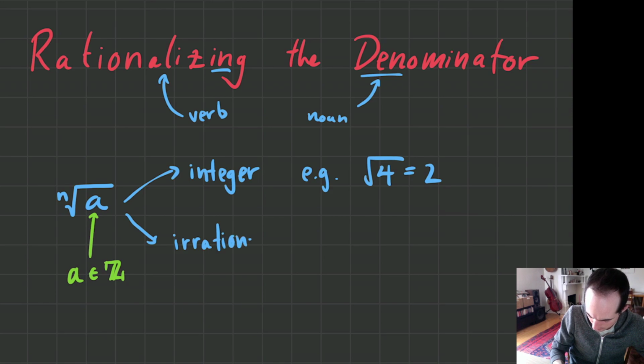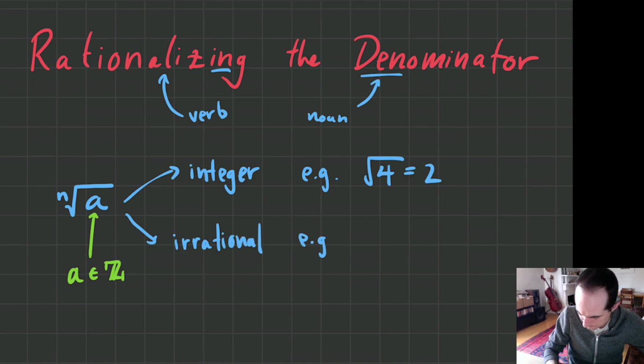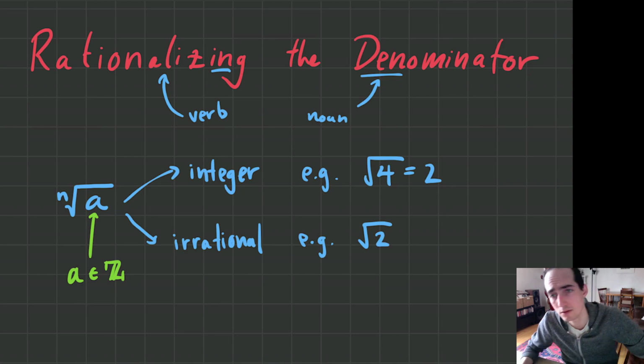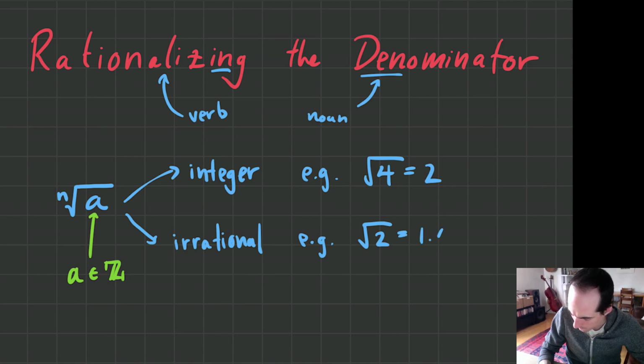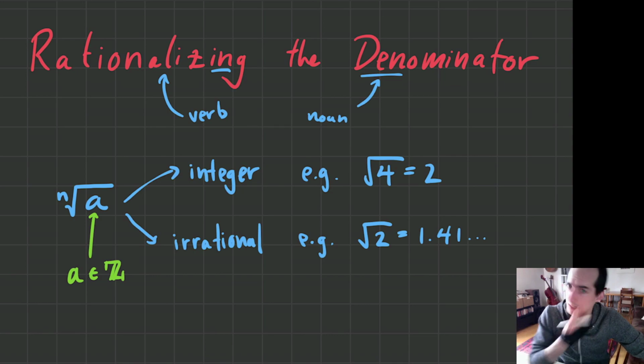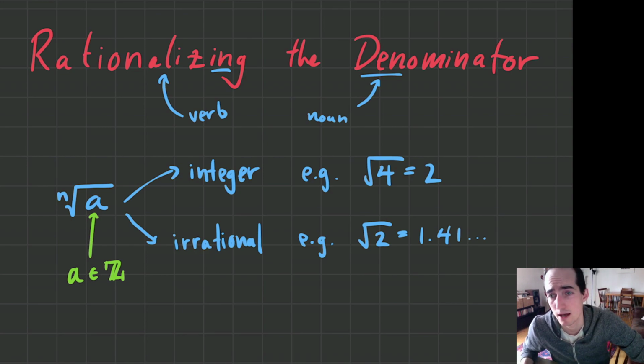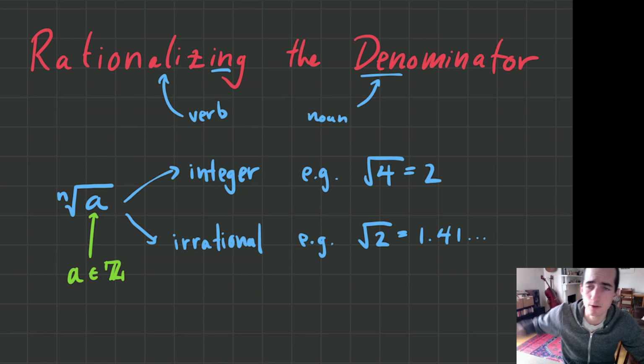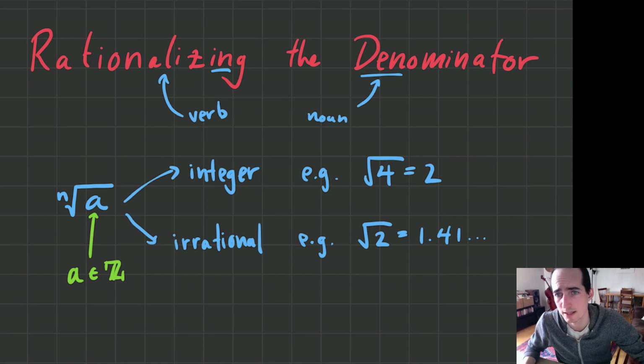An irrational number. So for example, the square root of 2 is 1.41 something, and just like how you might already know that the number pi is like 3.14159 and so on. It's a decimal number that has no pattern, no repetitions, and the decimals keep on going on forever. It does not terminate. That's your other option, that you get an irrational number.